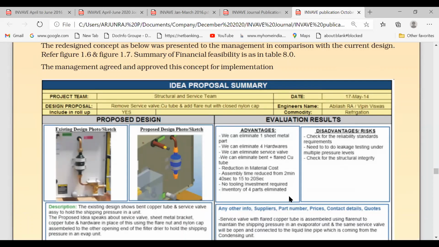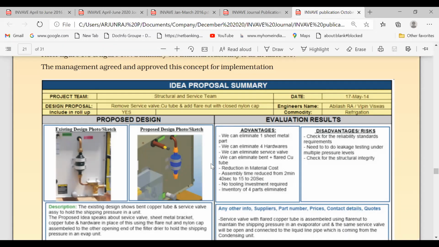And what is the disadvantage? You need to check for reliability standards. Standard wise, you need to check it, and you need to do some testing, whether leakage is coming or not. But you're going to implement only if you find no failure. If you find failure, you need to do analysis, then correct the failure, and only then send it to the customer.